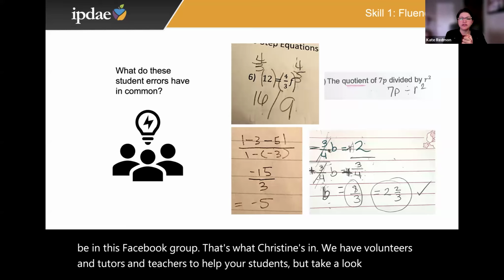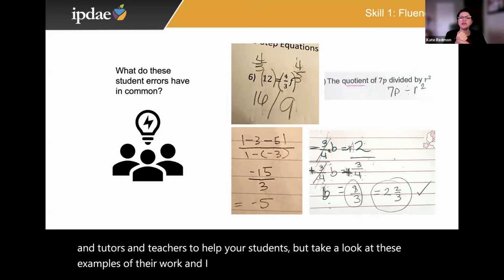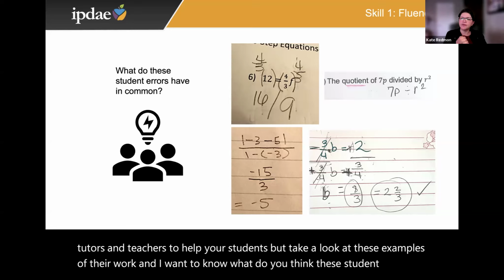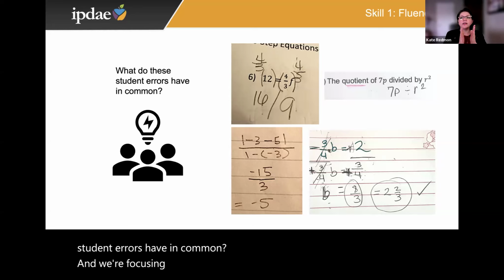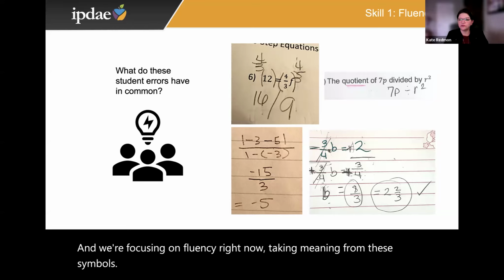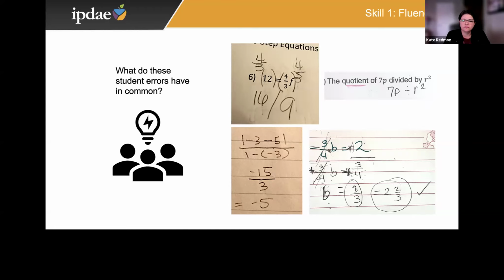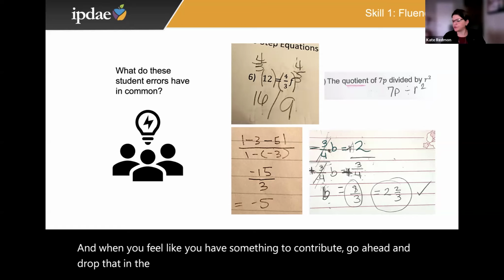Take a look at these examples of their work, and I want to know, what do you think these student errors have in common? We're focusing on fluency right now, taking meaning from these symbols. When you feel like you have something to contribute, go ahead and drop that in the chat.